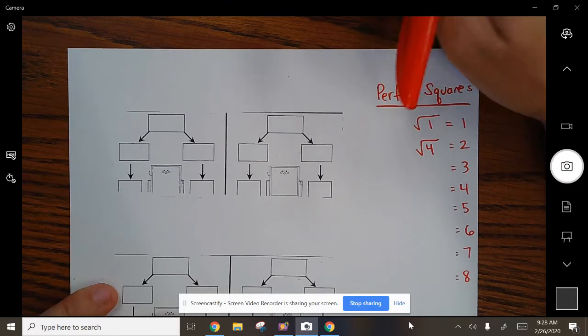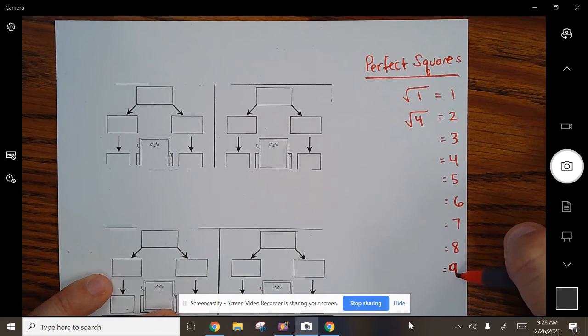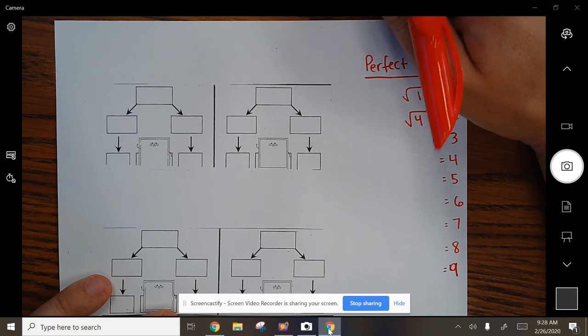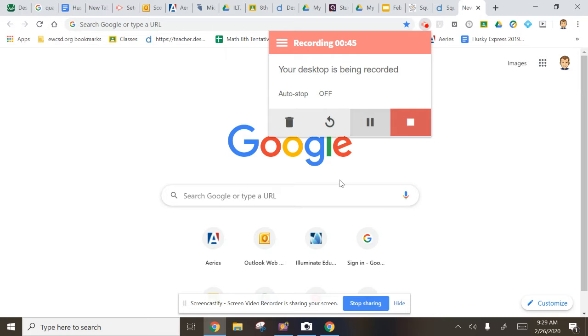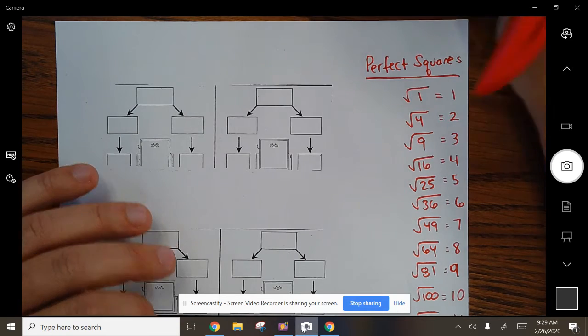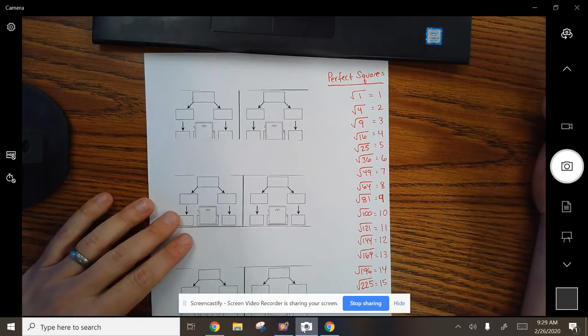I'm going to pause. You're going to go all the way to 15. And I want you to do this to help you memorize these, okay? Go all the way to 15. I'm going to pause it. All right, so you finished your perfect square chart all the way down to 225.